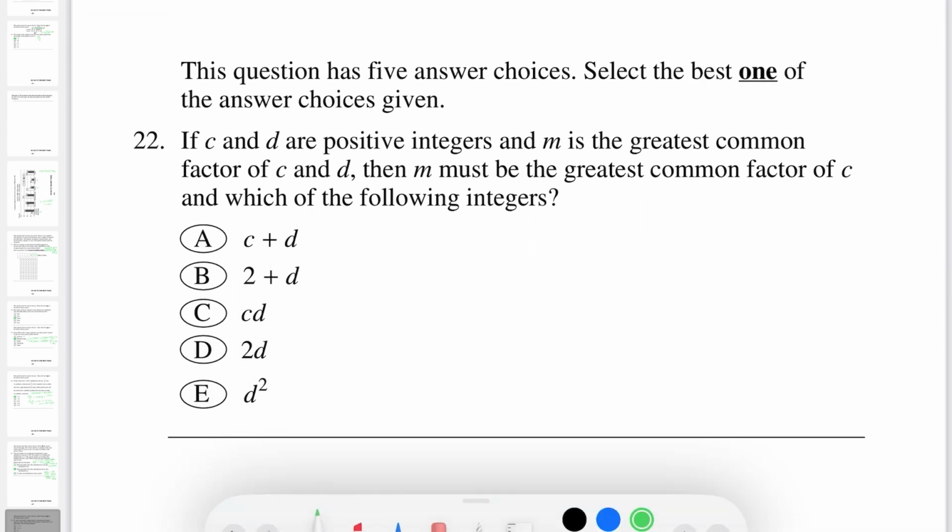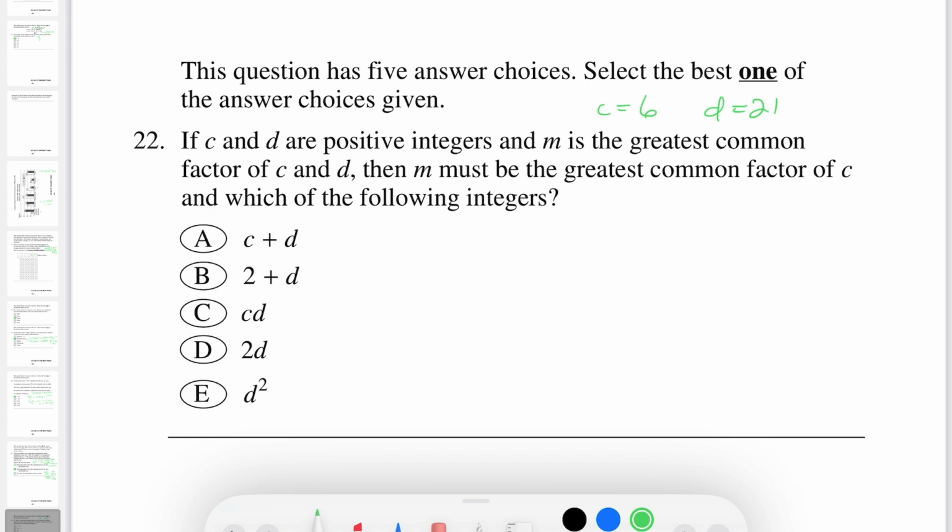22. If C and D are positive integers and M is the greatest common factor of C and D, then M must be the greatest common factor of C and which of the following integers? So for this problem, I am going to try to choose numbers for C and D so that I can think about this less abstractly and see it in front of me in a more concrete way. So let's say C is 6 and D is 21, because I want to choose small enough numbers that I could do this math pretty easily.